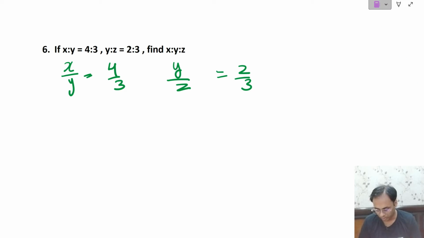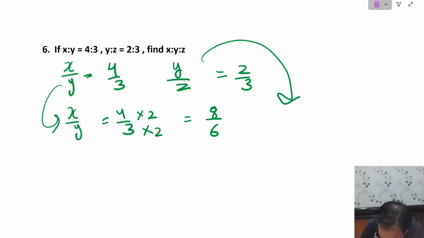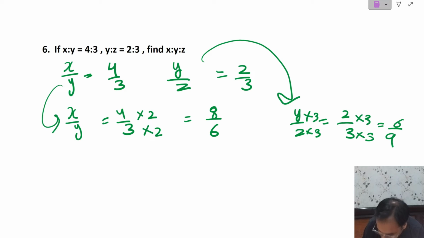So in order to equate y, what happens if I multiply this x upon y, 4 by 3, by 2 in numerator as well as denominator. So it is 4 into 2 and 3 into 2, it becomes 8 by 6. And for the other case, y by z, if I multiply both of them by 3, it becomes 6 by 9. So what I have done by multiplying this by 2 and 3 is that I have equated y in both of these cases.